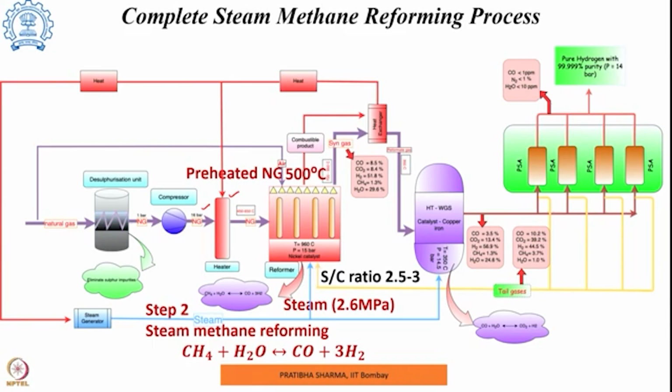Now, both the preheated natural gas along with steam enter into the reformer tubes, wherein there is a catalyst bed containing nickel on alumina, and the reforming reaction takes place, methane reacting with steam to give syngas.